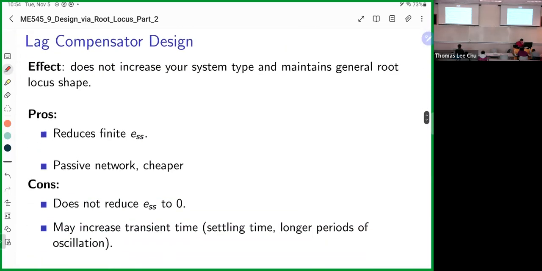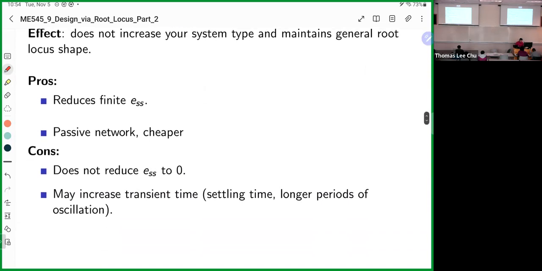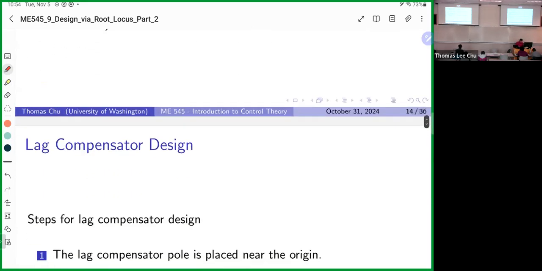So let's look at this. I feel like this is very redundant. The effect does not increase your system type and maintains general root locus shape. It reduces finite steady state error. That's what its purpose is. It's a passive network, and it's a lot cheaper than an active network, but electronics today are so cheap, I find it very irrelevant. It does not reduce steady state error to zero. That's the downside. It may increase transient time, like settling time, longer periods of oscillation. It's not may, it will. But I guess I don't like absolute statements because it might not.